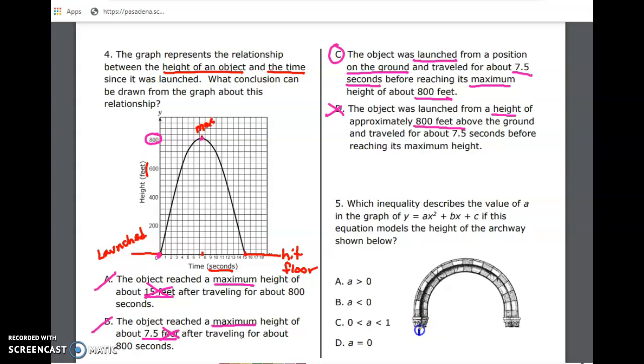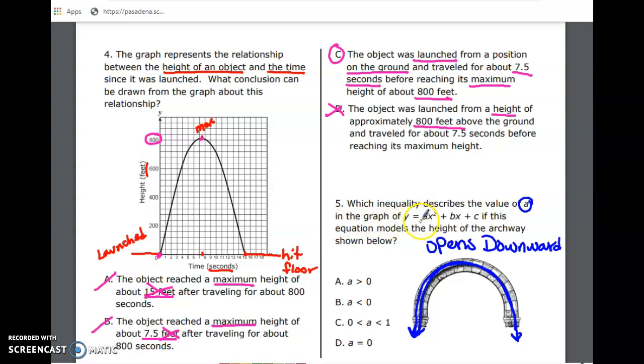All right, problem number 5. If this is a quadratic, which way is it opening? Downward. It opens downward, just so you know. Which inequality best describes the value of a?